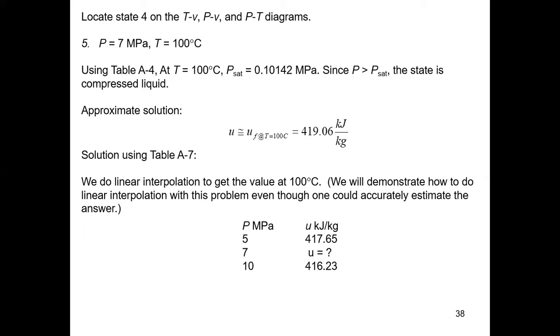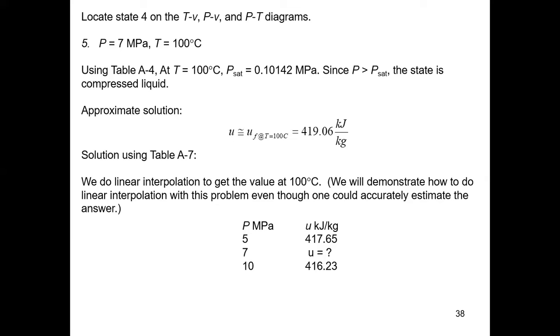So here is another problem. Pressure is given, temperature is given. Using table A4 at T equal to 100 degrees Celsius, the saturation pressure is only 0.10142 MPa. Since the pressure of 7 megapascal is greater than the saturation pressure, the state is compressed liquid. Approximate solution: U is almost equal to Uf at T equal to 100 degrees Celsius, which is 419.06 kilojoule per kg. Or we can do linear interpolation to get the value at 100 degrees Celsius.